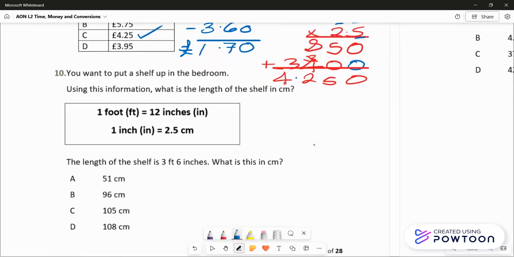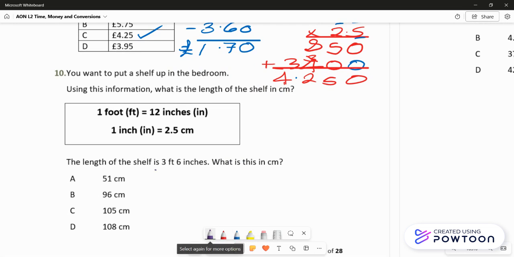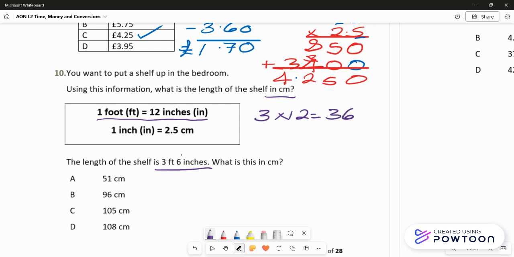Now we want to put a shelf up in the bedroom. They want us to convert the length, which is 3 foot 6 inches, into centimetres. So first of all, we're going to use this to convert it to inches. So if 1 foot is 12 inches, 3 foot would be 3 times 12, so 36 inches. But then we've got our additional 6 inches to add on. So that's 42 inches. So now we're going to convert that into centimetres. So if 1 inch is 2.5 centimetres, 42 inches would be 42 times 2.5.